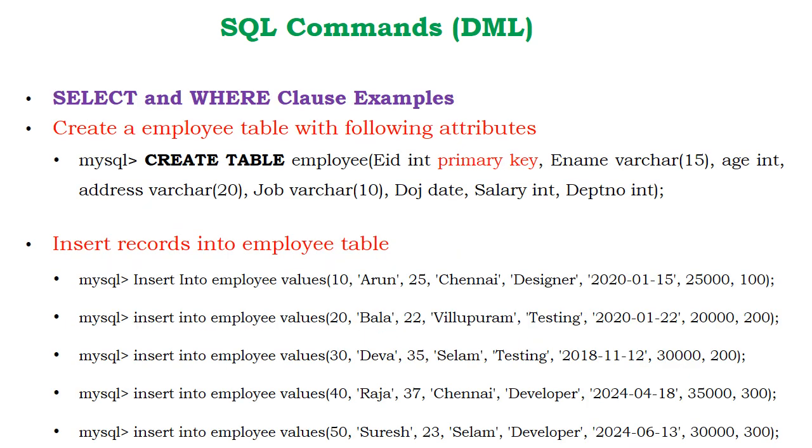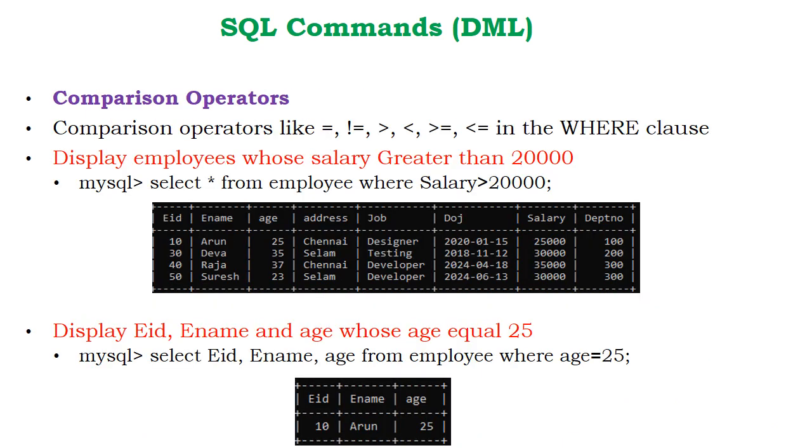And next one is the WHERE clause. How are we going to apply the WHERE clause? First we create a table, then insert the data, and then we can apply the WHERE clause operator. There are different types of comparison operators: equal, not equal, greater than, less than, greater than or equal, and less than or equal. For example, display the employees whose salary is greater than 20,000. How do we write the query? SELECT star FROM employee WHERE salary greater than 20,000. Automatically, it will verify the condition. If the condition is satisfied, it will filter, and then it will display the result.